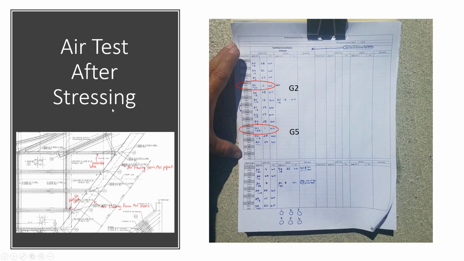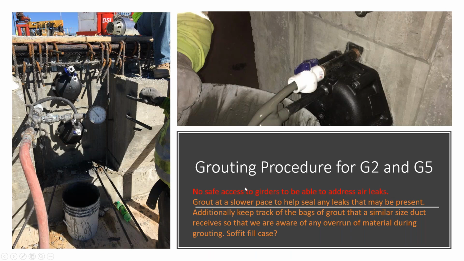During the air test, after the stressing, the same girders had a problem. They didn't reach the pressure; there was a leak somehow. The contractor took the risk because they said that they didn't have safe access to those girders to address the air leaks. So they decided to grout at a slower pace to help seal any leaks. After all, the grouting procedure was successful, and we didn't have to worry about this.